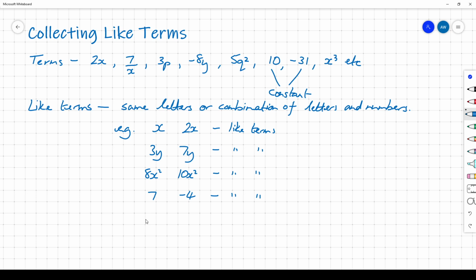Another good example, we could have AB and BA. They are like terms. Just because they're the other way around doesn't make them different. Because if you think about it, what does AB mean? AB is A times B. Well, what's BA? BA is B times A. Well, if we thought of those as numbers, 1 times 2 is the same as 2 times 1. So order doesn't matter with multiplying. So they are like terms and could be collected together.